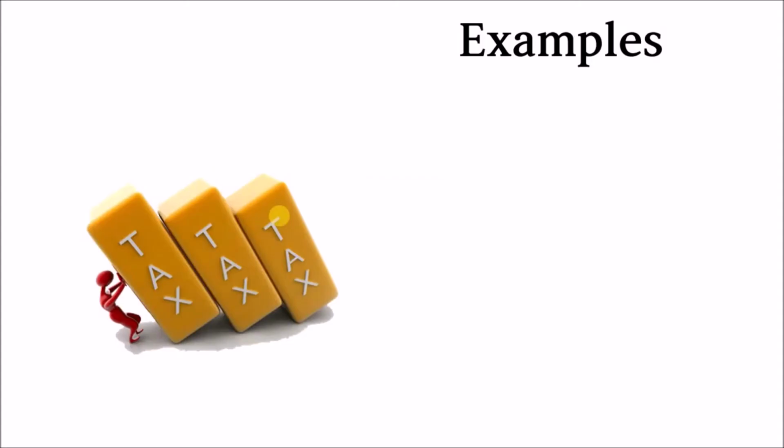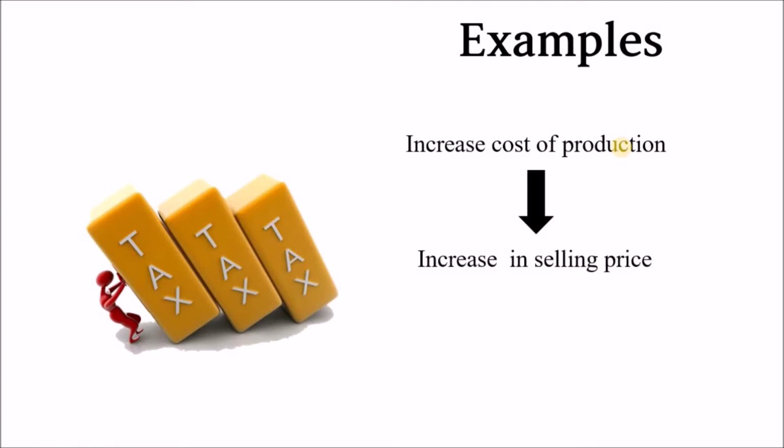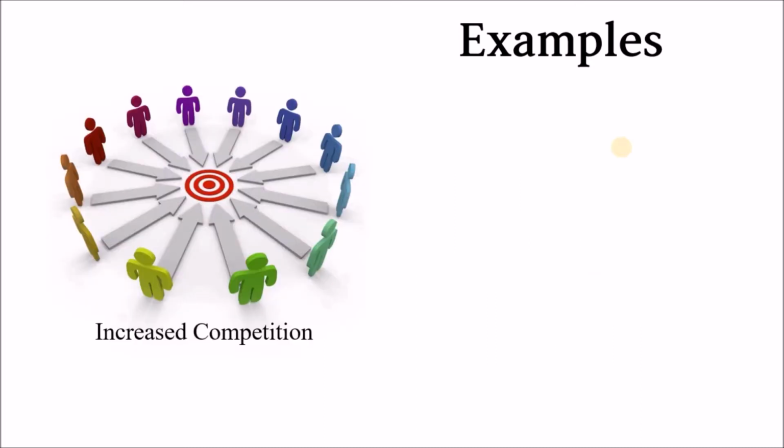So if you can see this first example, if there is an increase in tax, the cost of production of business will increase, and with that they have to increase the selling price of their product. And if you increase the selling price of your product, obviously the sales will decrease and ultimately the profits of the company will decrease. See this another example. If there is an increase in competition, how will this impact the businesses? There is a reduction in the profit margin because your customers are divided among your competitors.